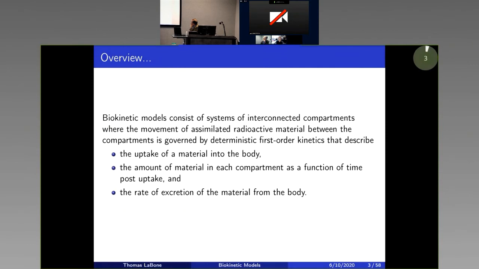As an overview, let me define what biokinetic models are. They are basically interconnected compartments, and we model the movement of a simulated radioactive material between the compartments, using deterministic first-order kinetics. We want to describe the uptake of material into the body, the amount in each compartment, and then the rate of excretion.